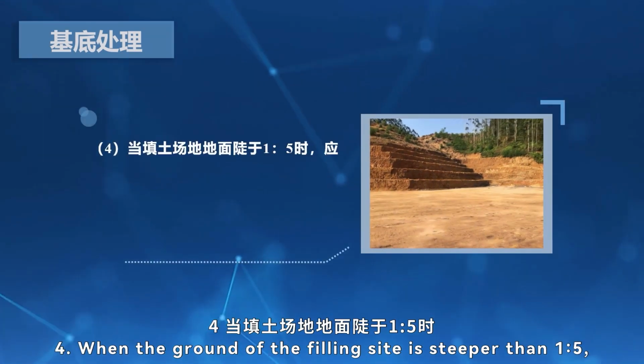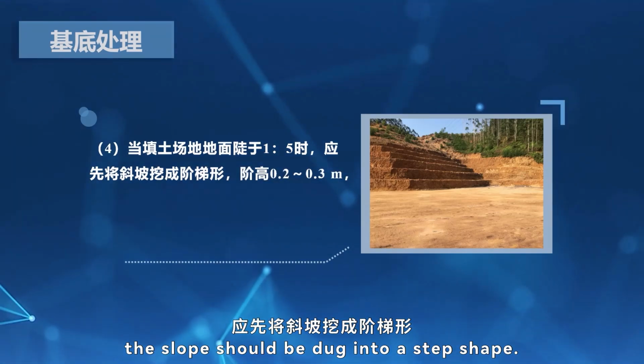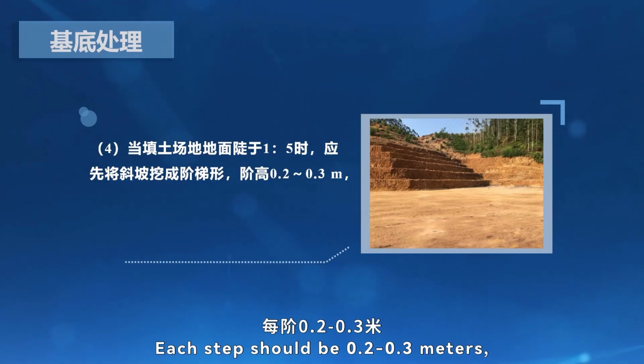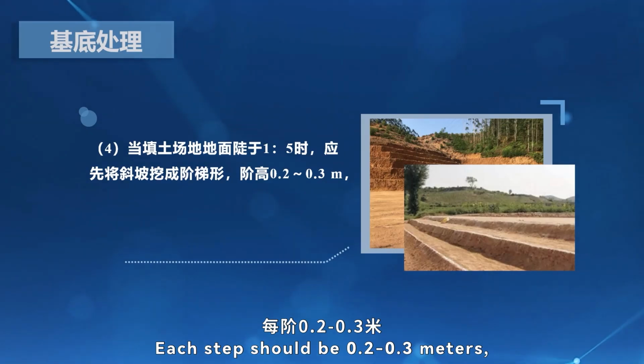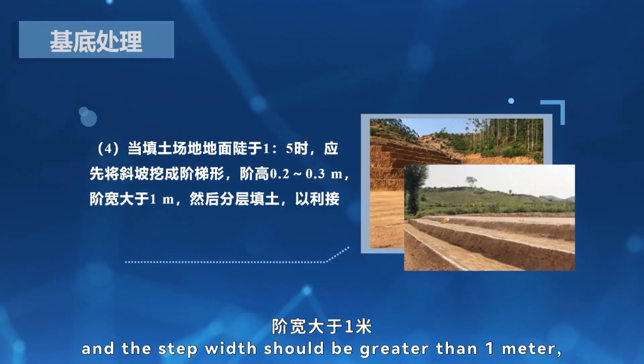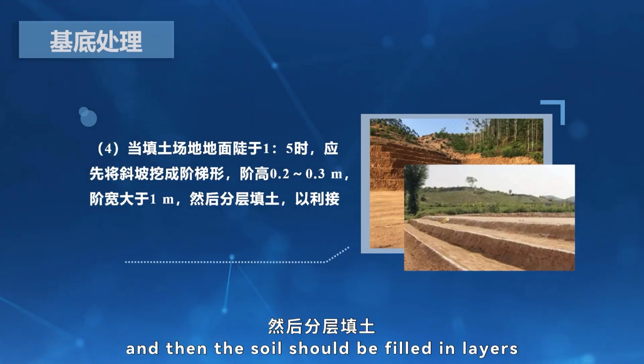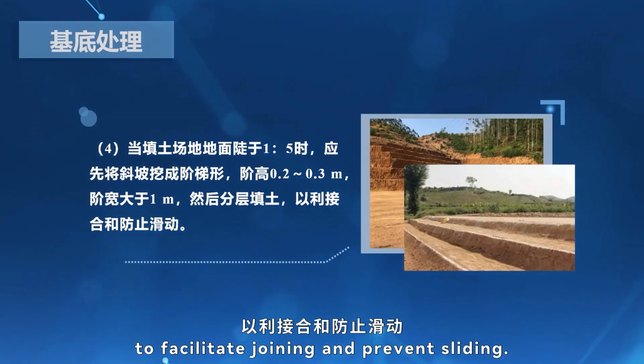4. When the ground of the filling site is steeper than 1 to 5, the slope should be dug into a step shape. Each step should be 0.2 to 0.3 meters high, and the step width should be greater than 1 meter. And then the soil should be filled in layers to facilitate joining and prevent sliding.